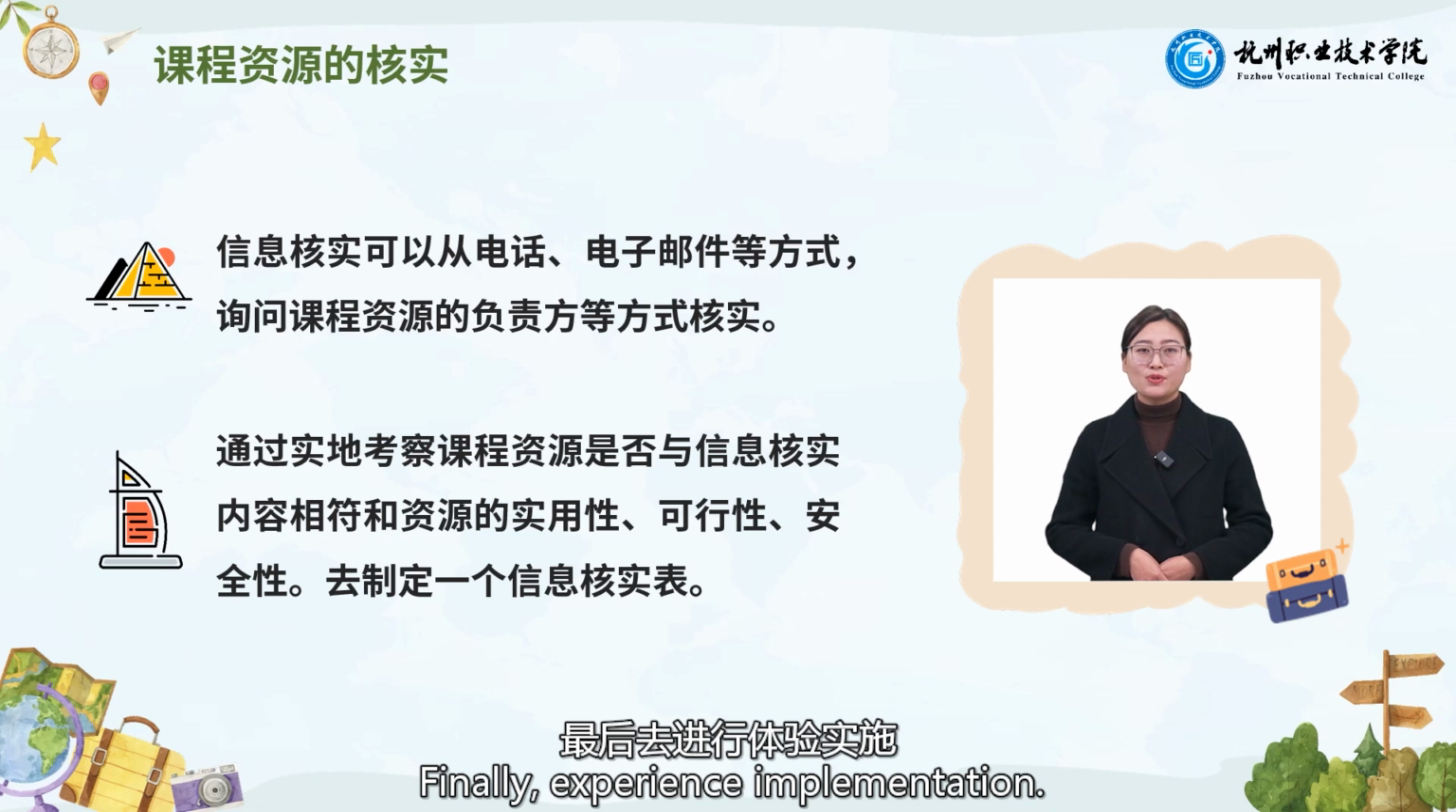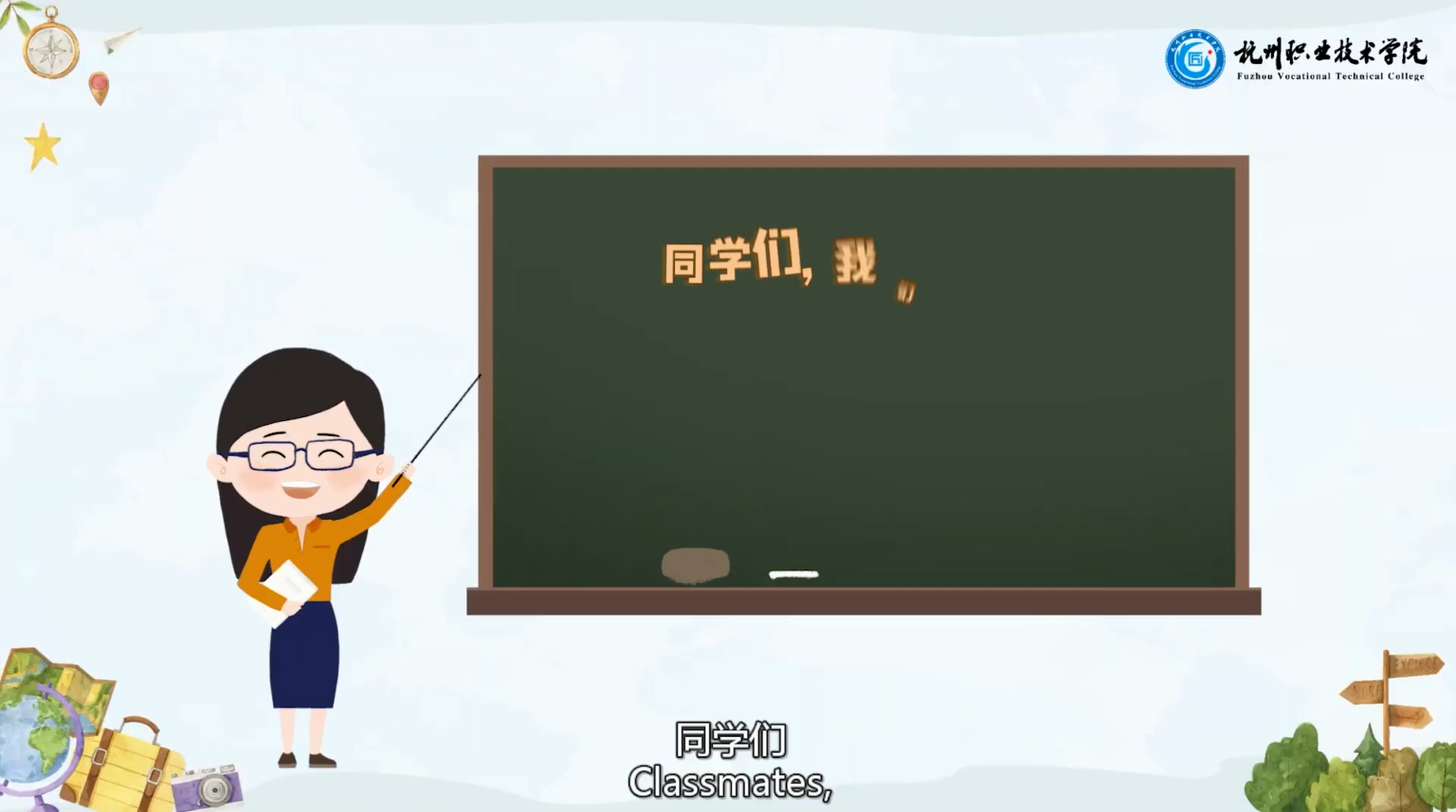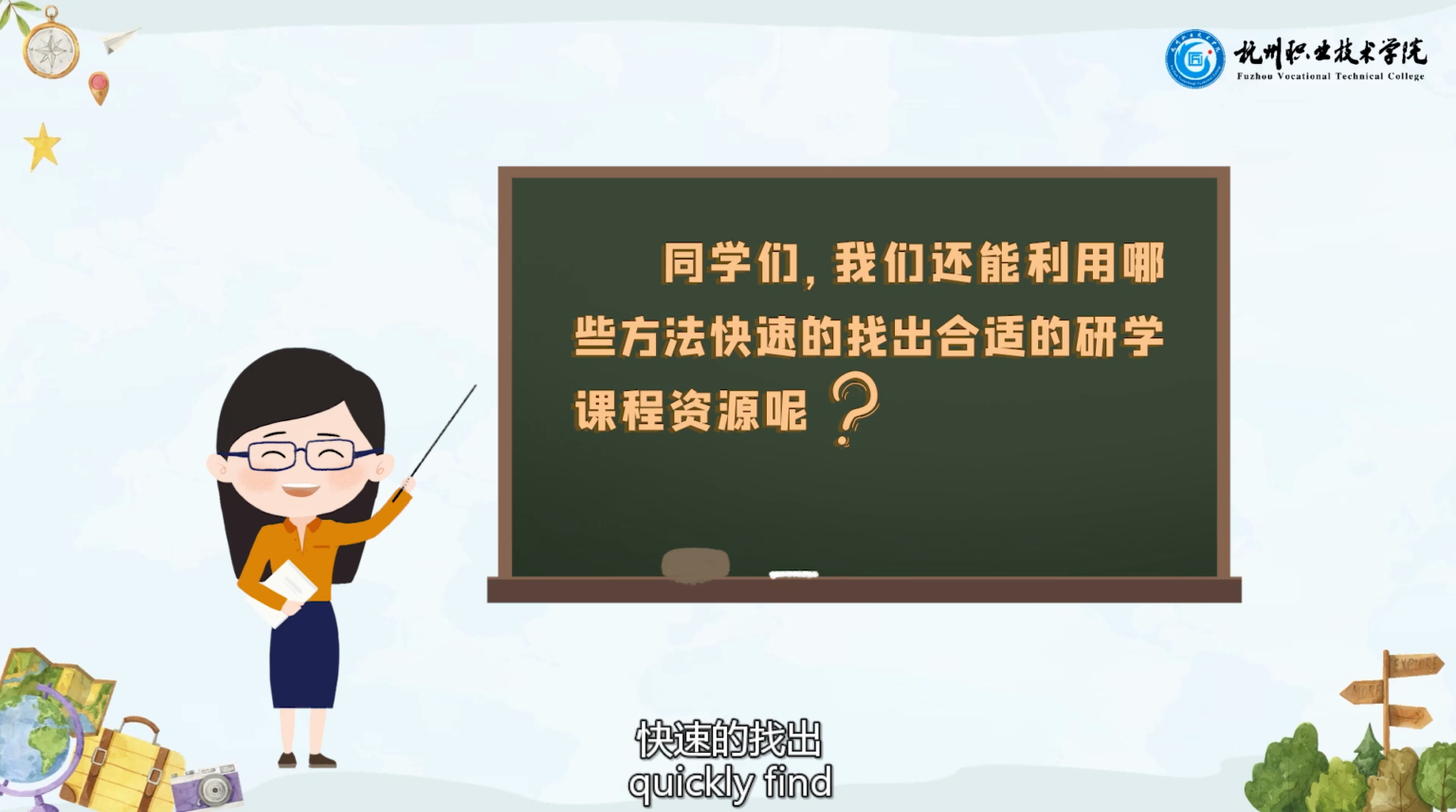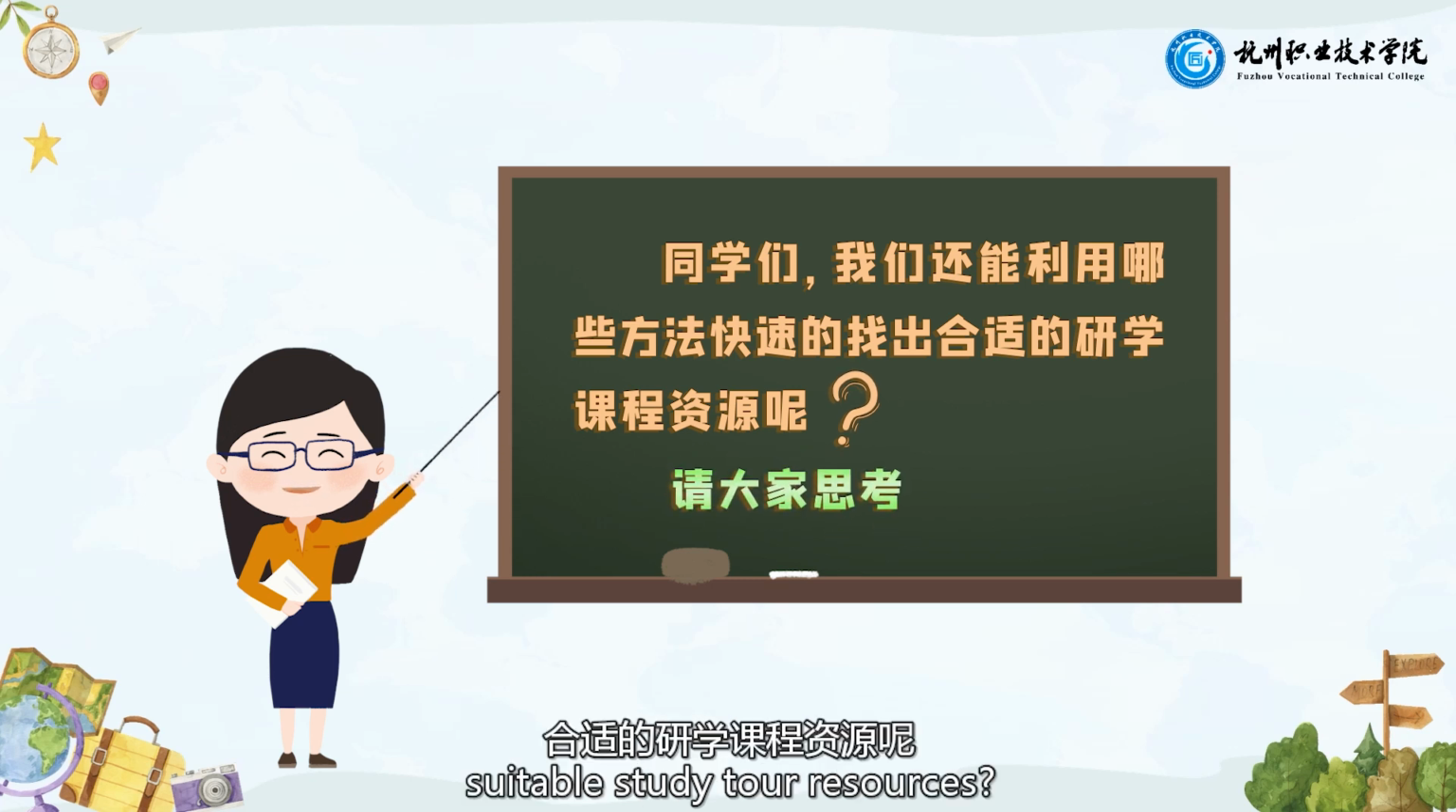Finally, experience implementation. Classmates, what other ways can we quickly find suitable study tool resources?